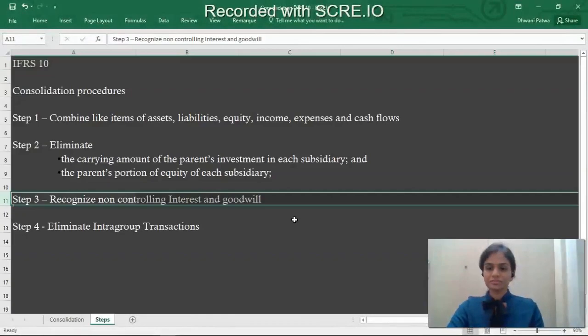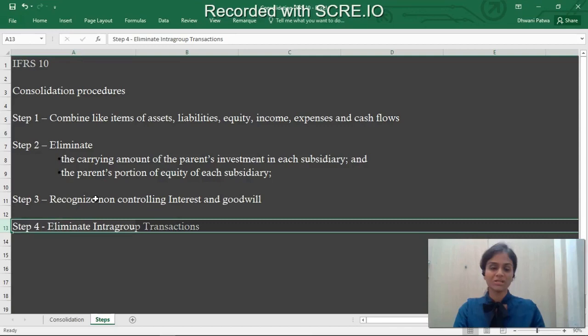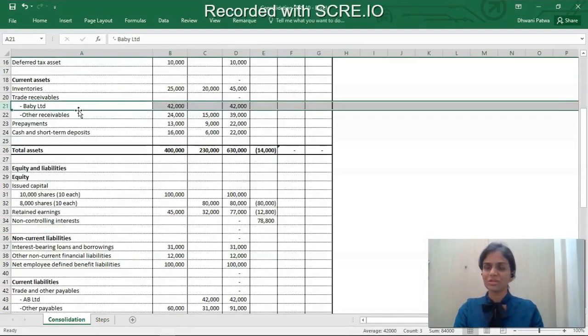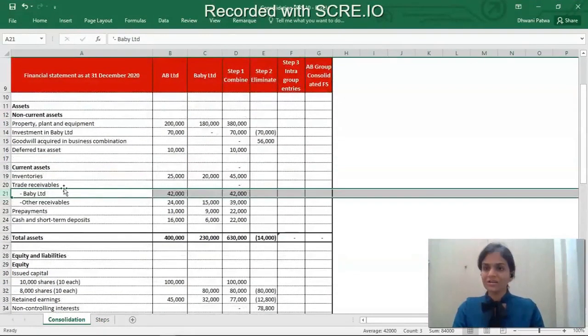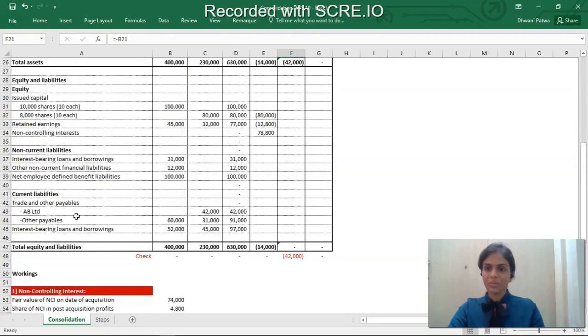Let's move to step 3. Step 3 we've already done. Let's move to step 4. Eliminate intra-group transactions. Now, what are my intra-group transactions over here? If we see trade receivables, AB Limited has 42,000 trade receivables in BB Limited. So I'll eliminate that. I put a credit entry. Similarly, in trade payables, I'll eliminate the intra-group entry, and this would be my debit entry. My entry is complete.